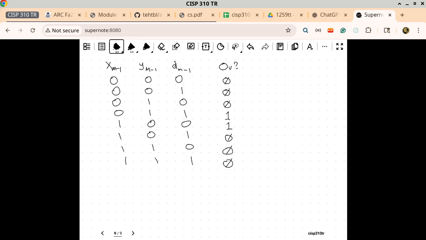So now the question is, how do we make an equation out of this whole thing? Okay, because when you have a table like this, that means we are going to define OV, the overflow flag, using x of m minus 1, y of m minus 1, and then d of m minus 1. So I'm going to use exactly the same trick as before. Yes, go ahead.